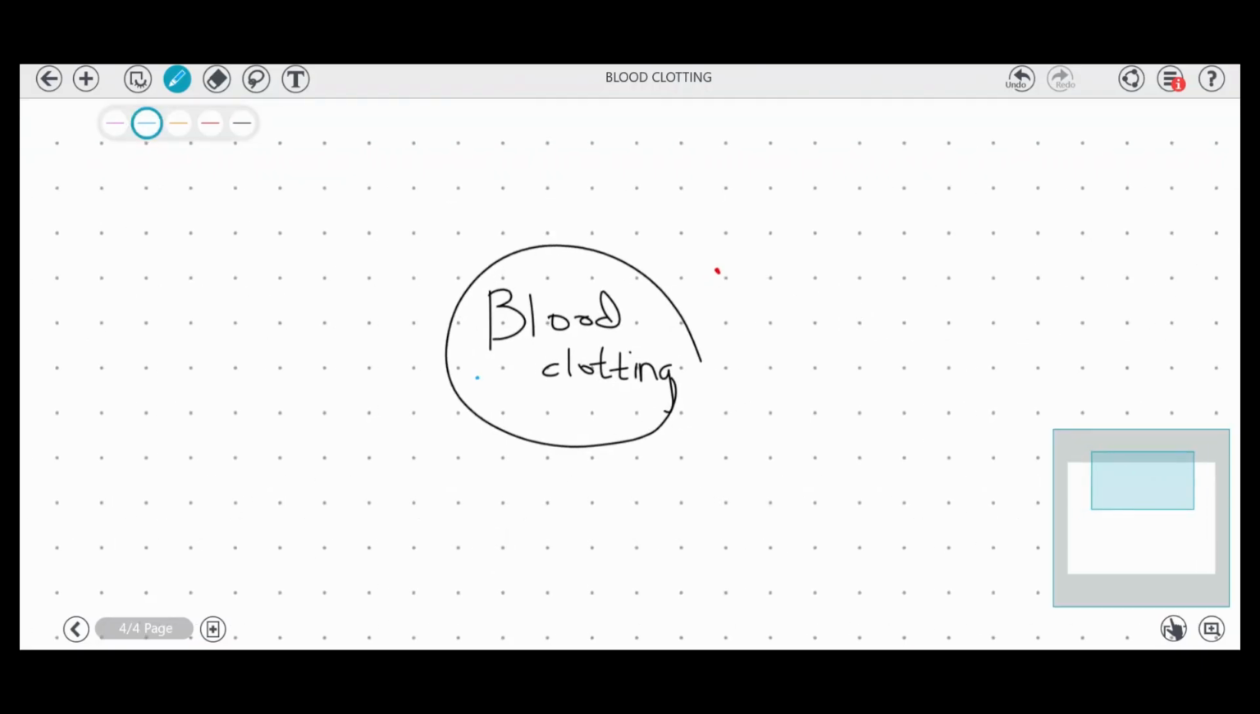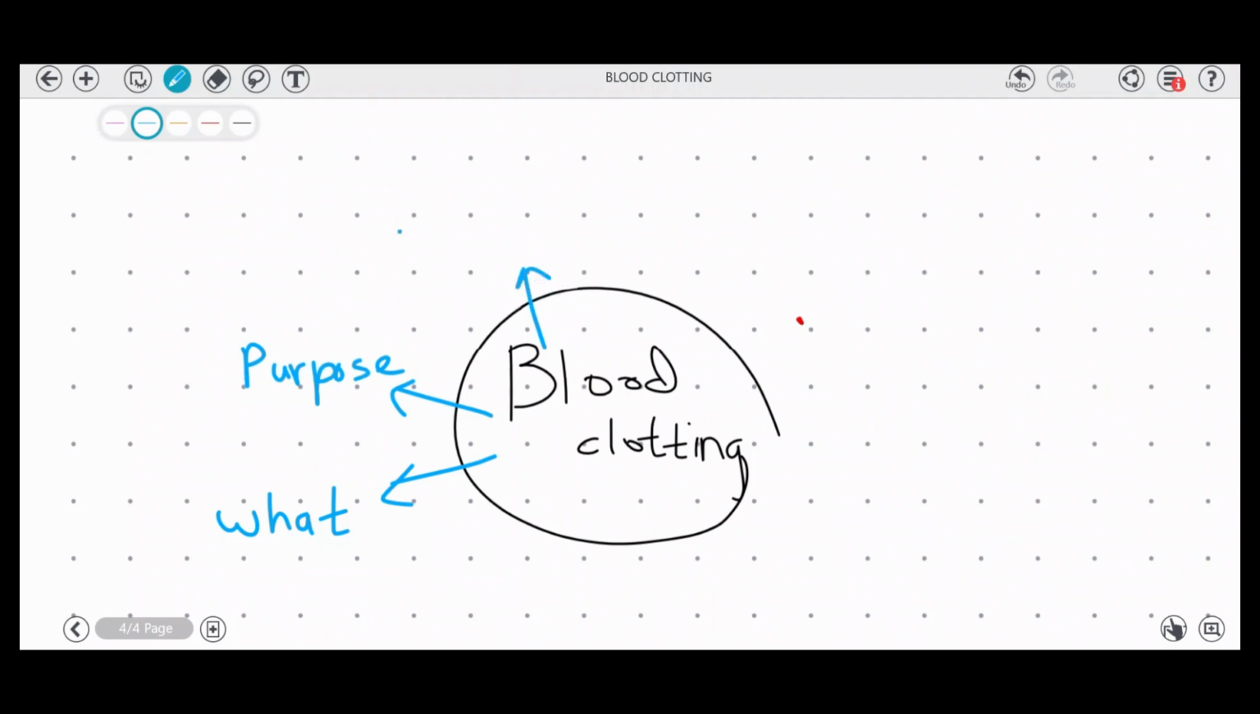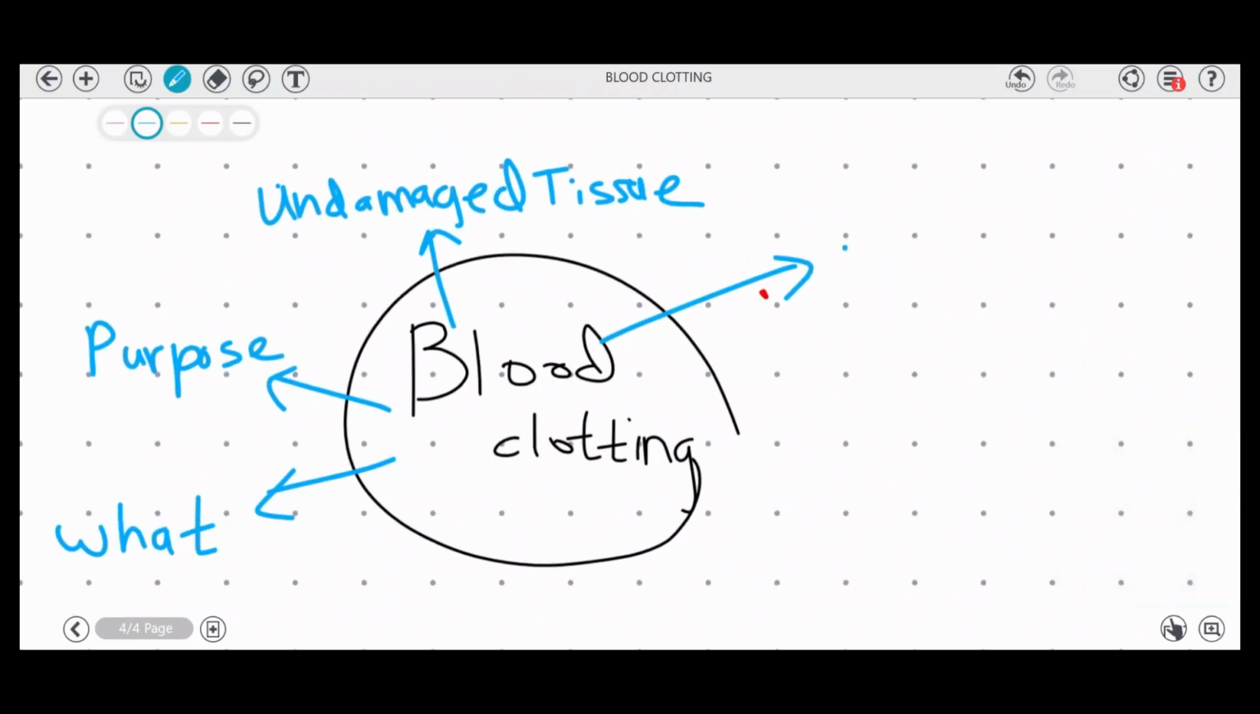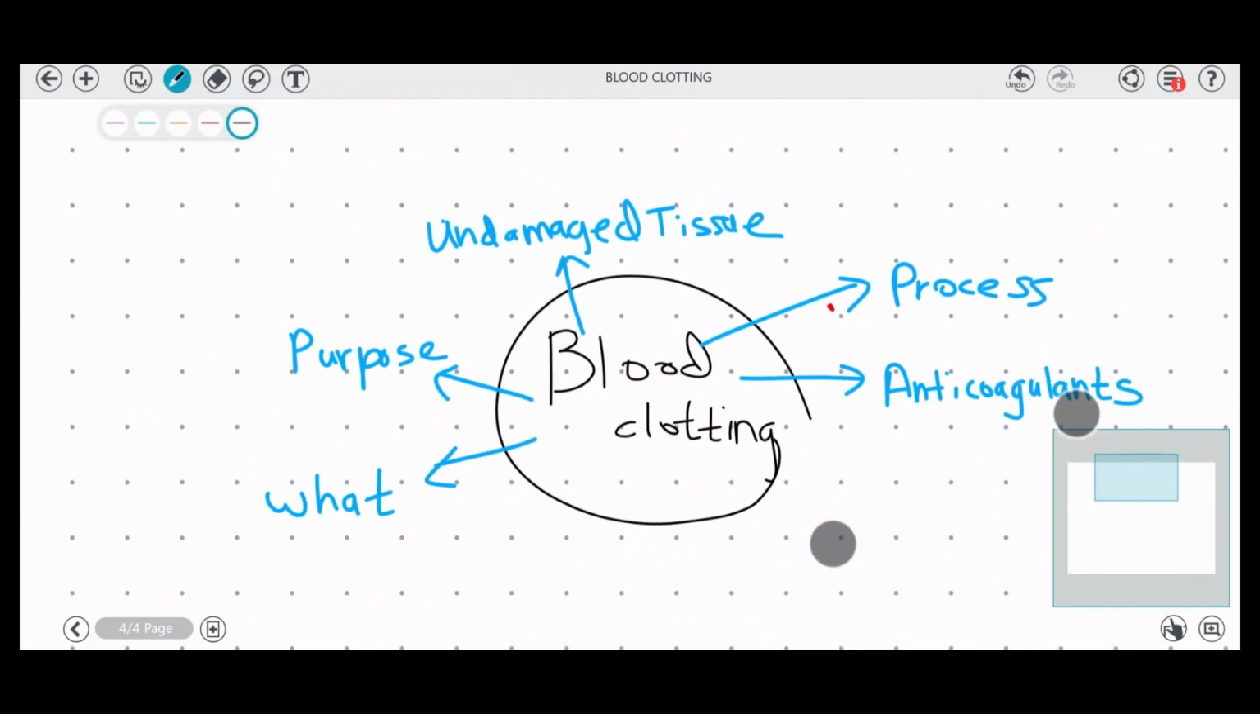You have to remember the key points of what is a blood clot. And then you have to remember the purpose of blood clotting. And then why blood clotting does not take place in undamaged blood vessels or undamaged tissues. And then the process of blood clotting. And finally, you also have to remember about the anticoagulants. So these will be the key points that you remember under blood clotting.